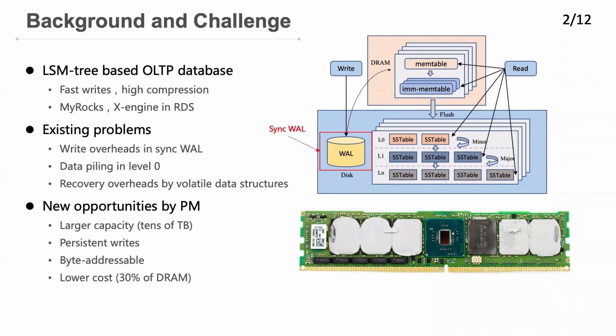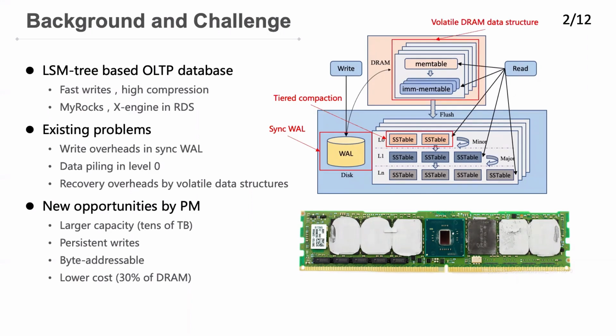The first is the high write overheads for synchronous WAL logs. These logs are necessary to guarantee ACID transactions. The second one is a problem for level 0. The tiered compaction in level 0 delivers faster flushes, but results in large read amplification. In fact, this is a design trade-off between reads and writes.